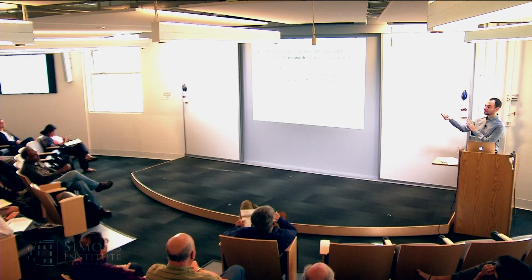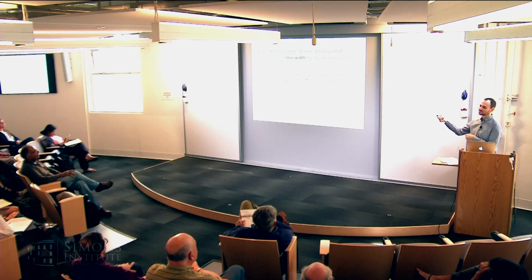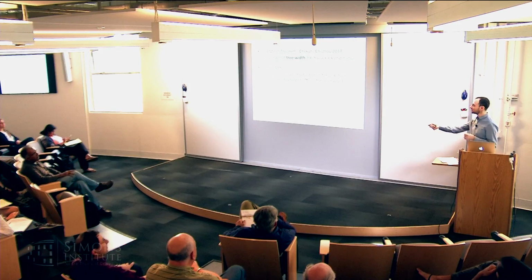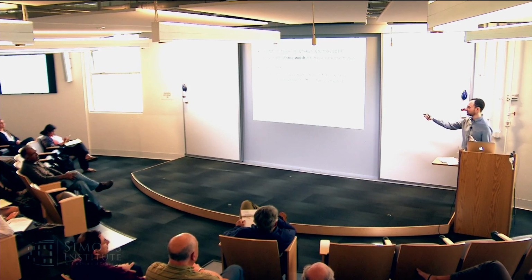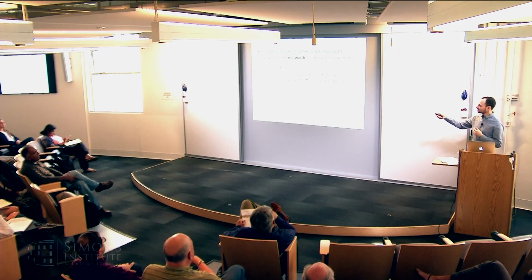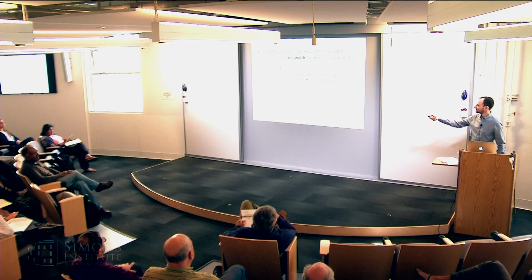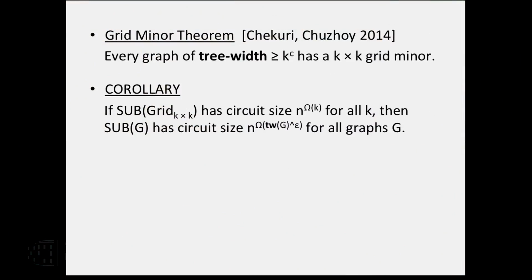But I want to point out a corollary of this grid minor theorem. One could use this grid minor theorem to prove a lower bound on the circuit size or AC0 circuit size of subgraph isomorphism for all graphs G via the following observation. If you could prove that the subgraph isomorphism problem, just with respect to k by k grids, has circuit size n to the omega of k for all k, then via this grid minor theorem and the minor-monotonicity of the subgraph isomorphism problem, it would follow that the G subgraph isomorphism problem has circuit size n to the omega of tree width to the epsilon. Epsilon is 1 over c, in fact, for all graphs G.